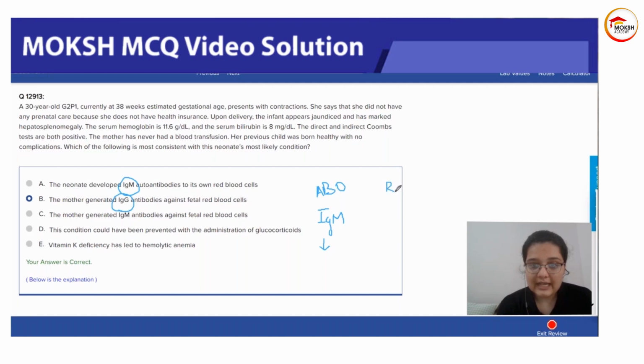While your RH anti-D, that is what we're talking about, the anti-RH or anti-D antibody is IgG. And IgG is a smaller molecule, it is a monomer, so it crosses the placenta, and that is why this hemolytic reaction occurs. So whenever we're talking about RH alloimmunization, it is IgG antibodies.